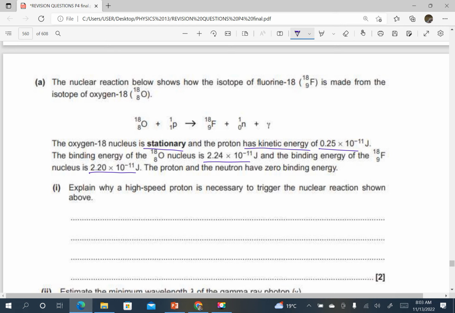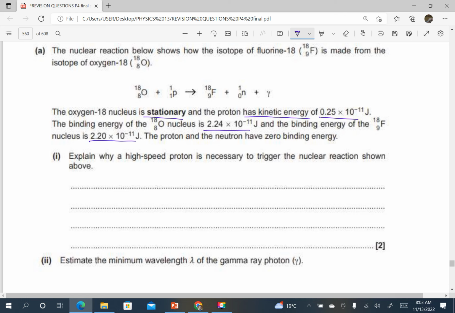Explain why a high-speed proton is necessary to trigger the nuclear reaction shown above. Why a high speed? We know that high speed means high kinetic energy. Note that the proton and the nucleus have the same charge, so there is a repulsion. If the proton does not have high speed, then it will not come close to the nucleus for the reaction to occur. So we are saying the proton is repelled by the nucleus.